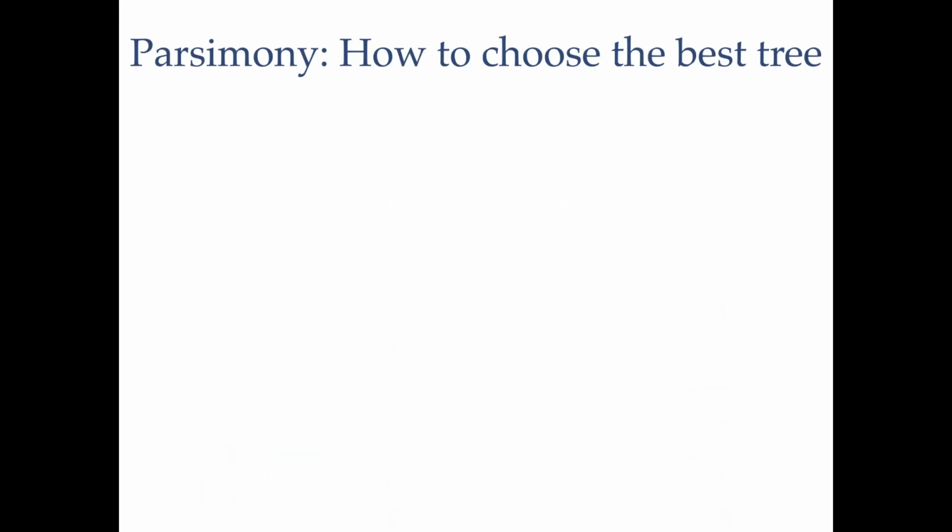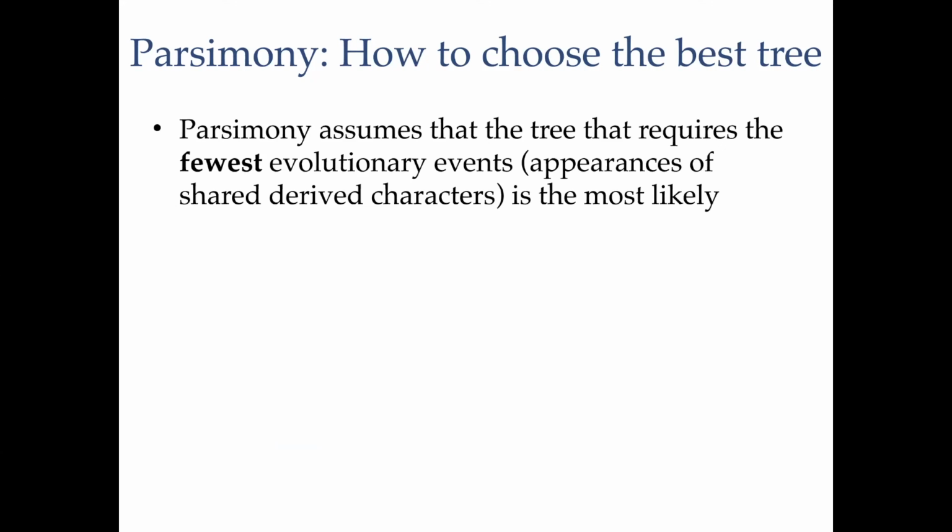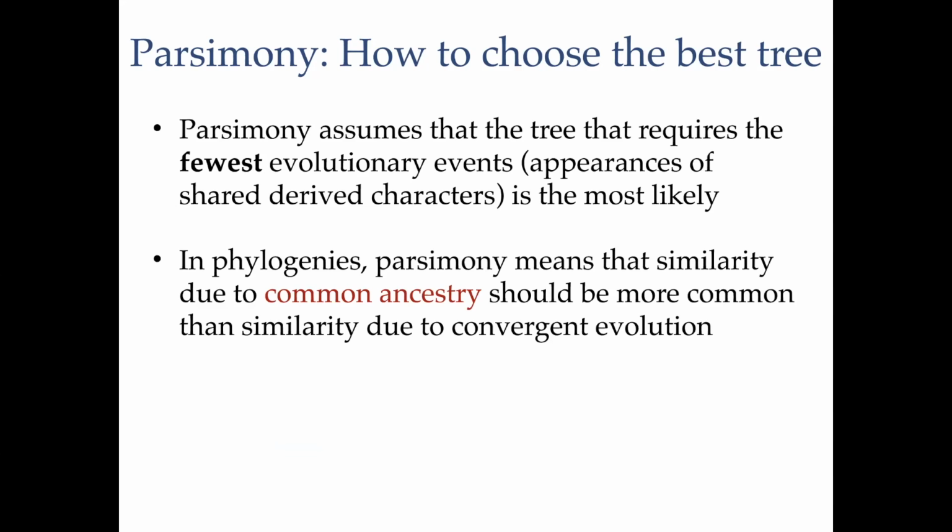So how can we choose the best tree when we have a lot of different possibilities? We're going to assume that the tree that requires the fewest evolutionary events is the most likely one. When we do that, we are assuming that common ancestry is much more probable than convergent evolution. For the same characteristic to evolve more than one time exactly in the same way is much harder than evolving it once and then passing that along to the other species.